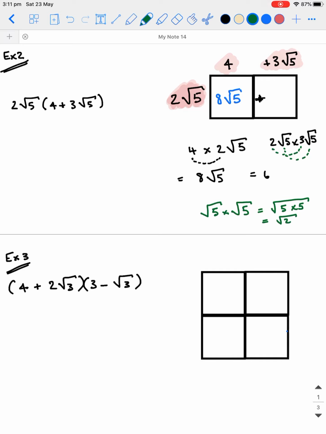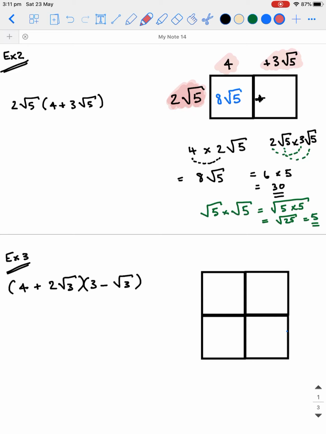We know that that's the root of 25, and the root of 25 is in fact 5. So what that means is that root 5 multiplied by root 5 is just 5. Now I would expect you to be able to do that part in your head, and therefore know that 6 multiplied by 5 is 30.